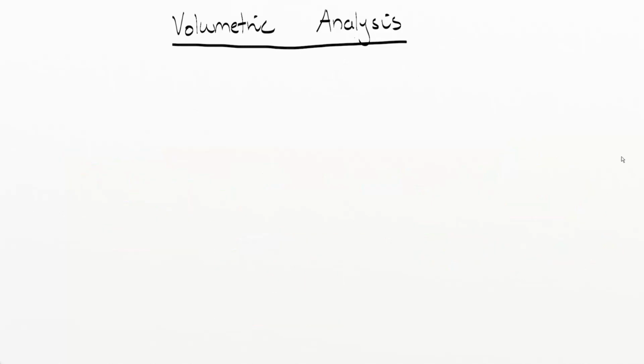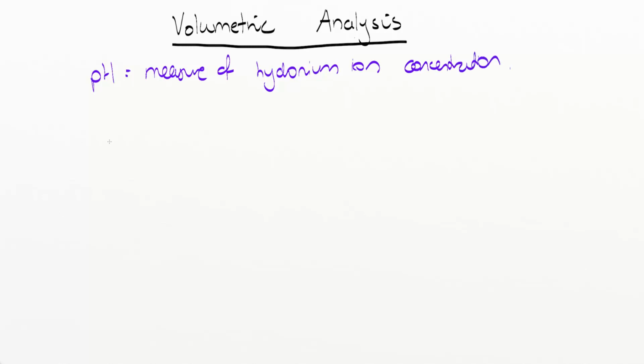We also have one more concept that we need to look at, which is the idea of pH. pH is a measure of hydronium ion concentration in a solution, okay? And pH is equal to minus log 10 of the concentration of H3O plus.